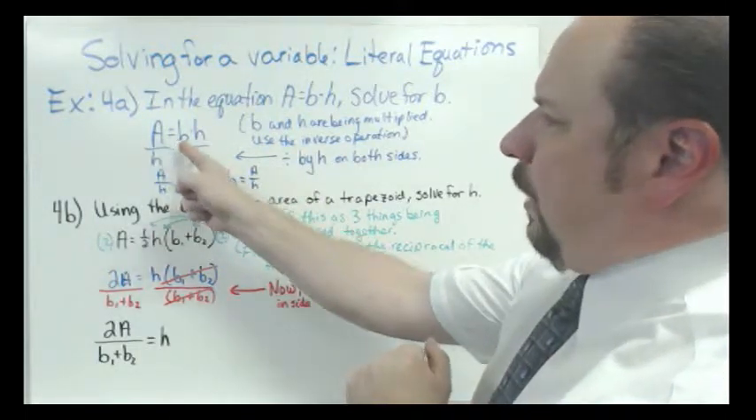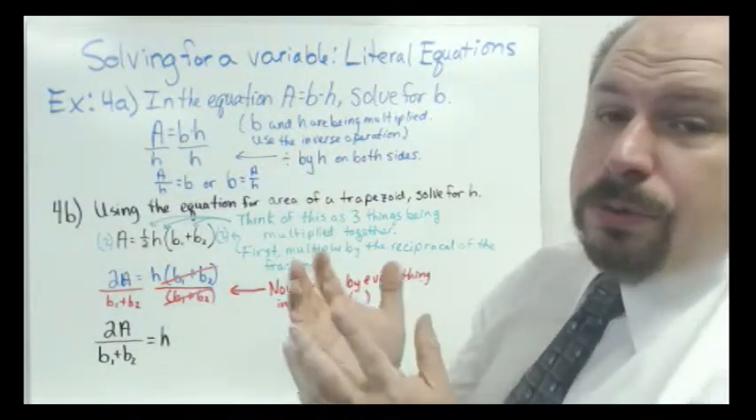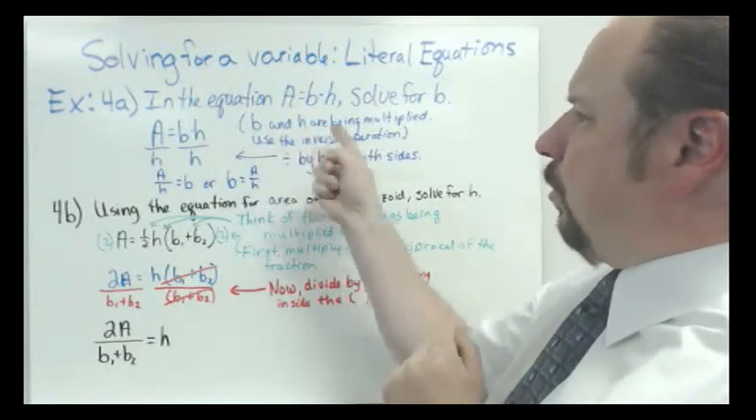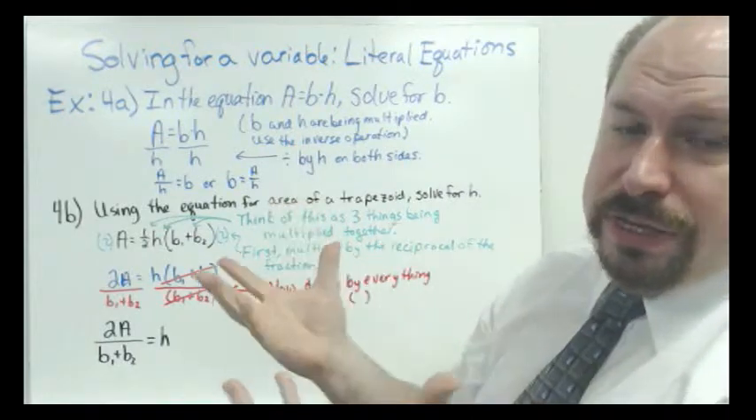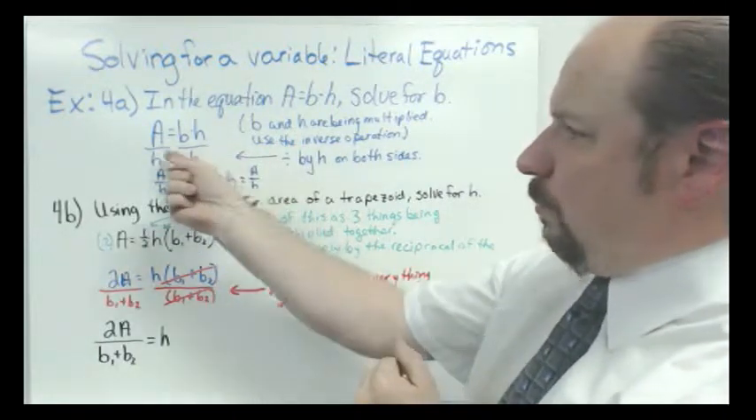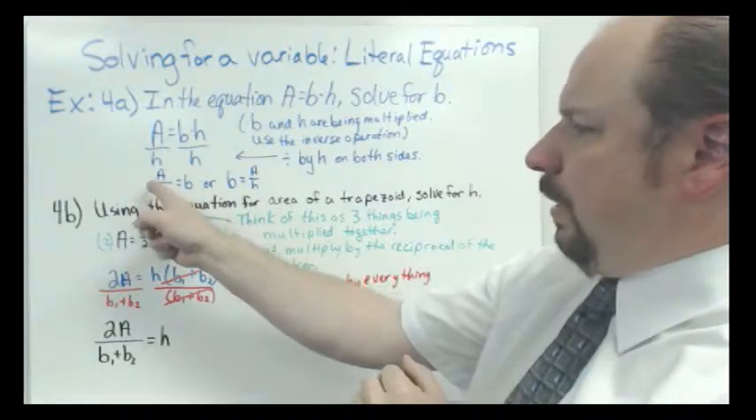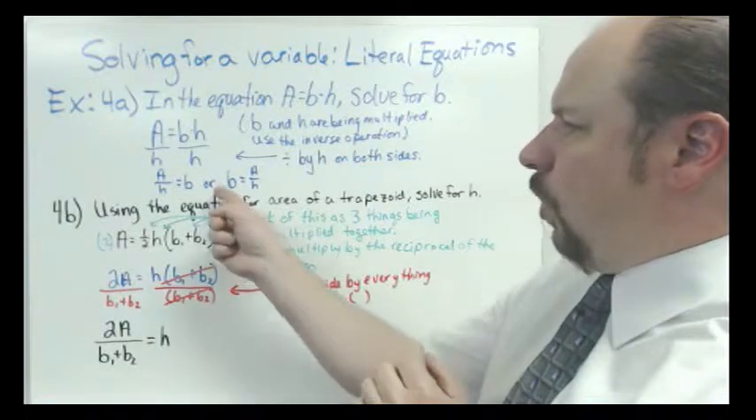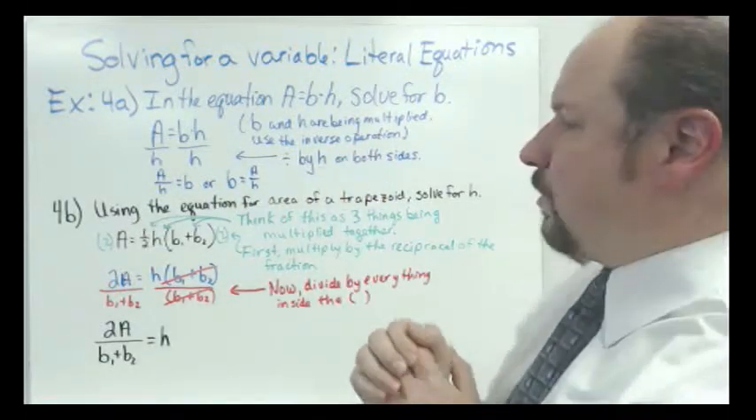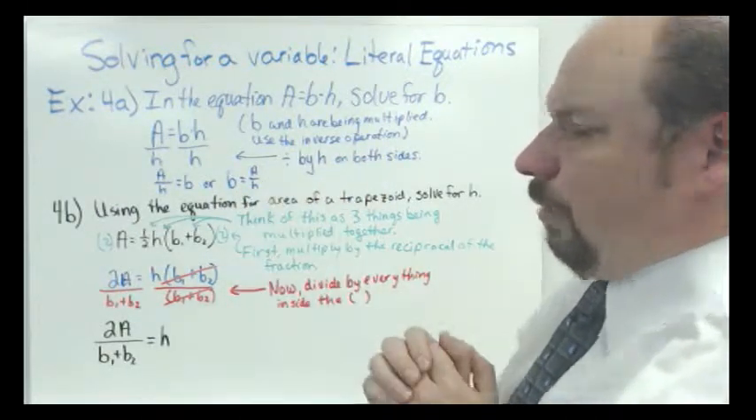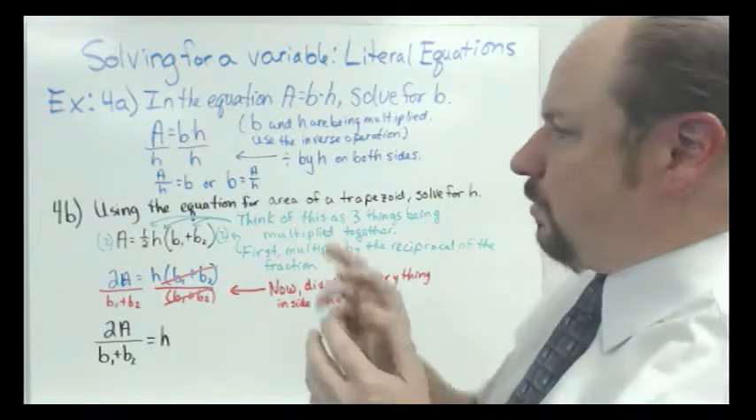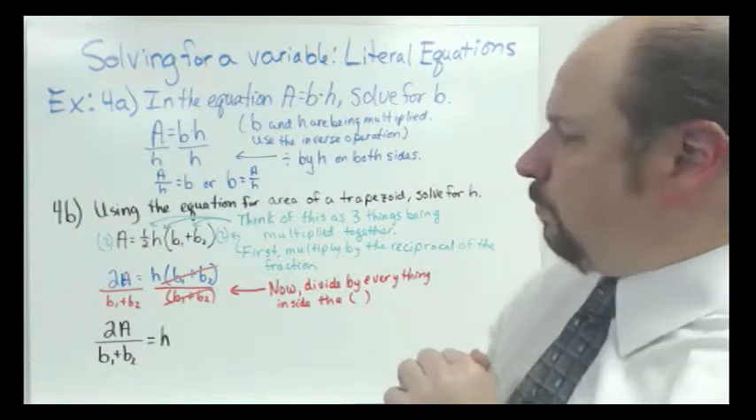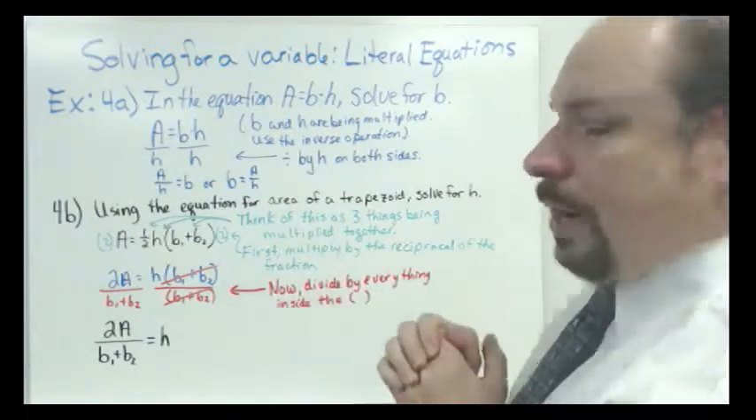So copy the problem. A equals B times H. Well, we're solving for B. B and H are being multiplied together, so use the inverse operation, of course. Divide both sides by H. And we get A divided by H is equal to B. Or, if we just reverse the order, B is equal to A divided by H. Same equation, we just reverse the order. Okay? Next example.